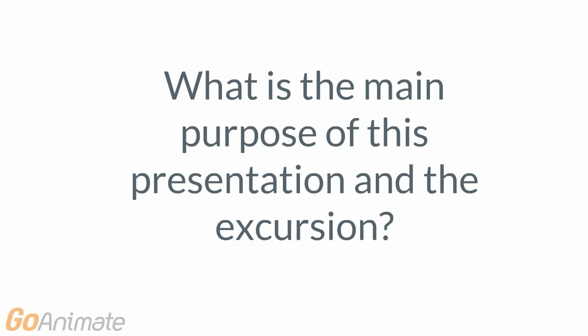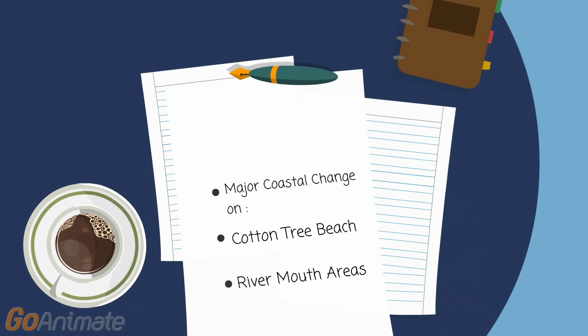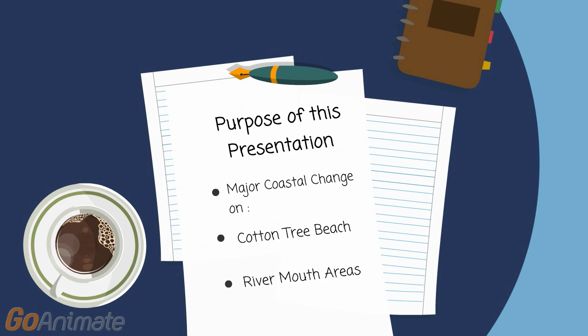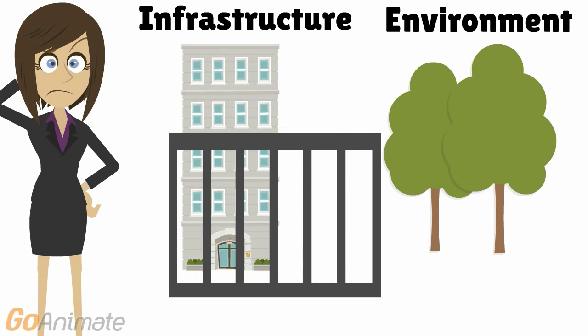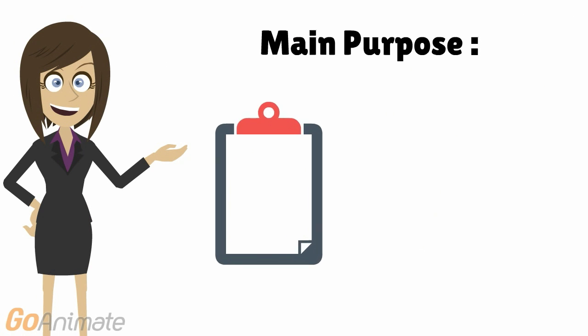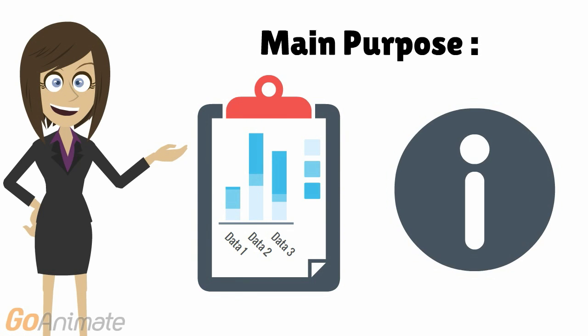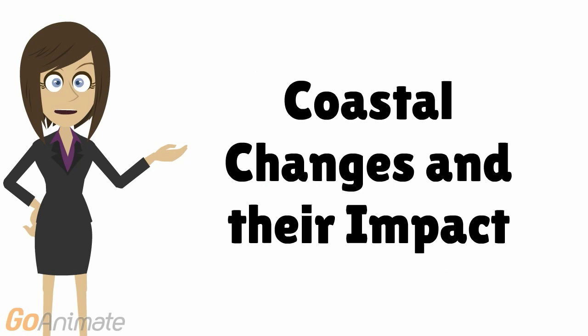What is the purpose of this presentation and the excursion? The main purpose of this presentation is to identify the major coastal changes at the Cotton Tree Beach and Rivermount areas, and to determine what is needed to be done to protect both infrastructure and the environment. The purpose of this excursion to Cotton Tree Beach was to gather data and information about coastal changes and their impact in the region.